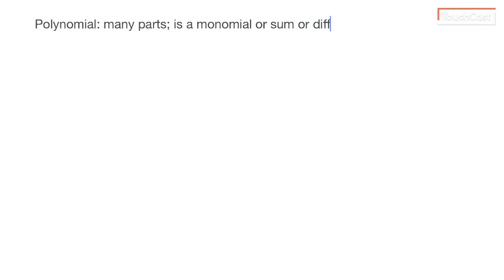So now we're going to define another word. This next word is polynomial, meaning many parts. So what we can also say about it is it's a monomial or it can also be a sum or difference of monomials. So it could be many monomials put together with addition or subtraction, or it can just be a single monomial.